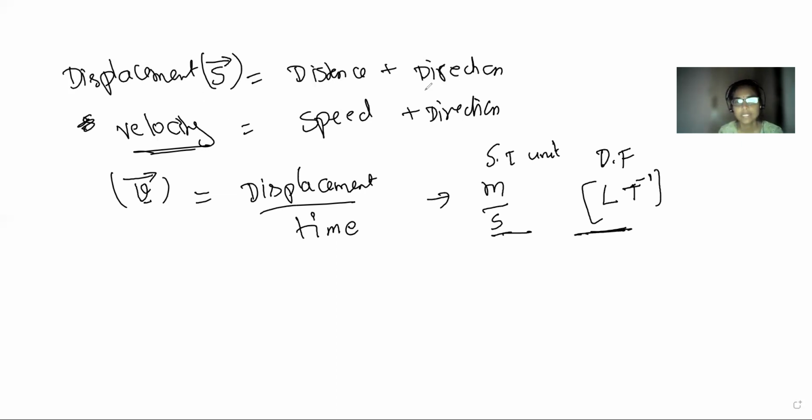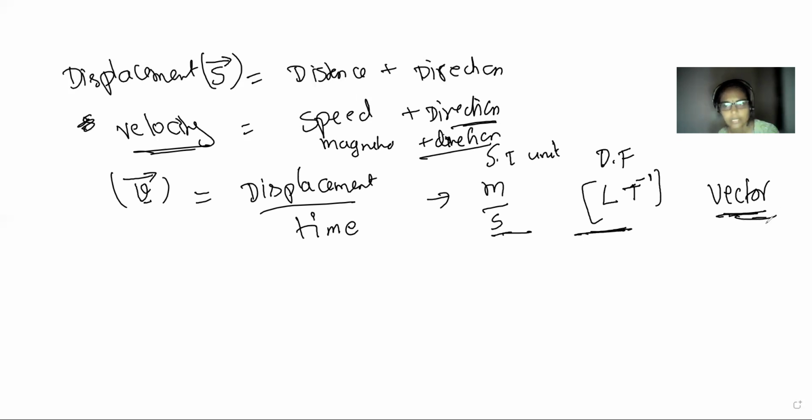Hope it is clear, children, regarding the velocity. And velocity is what quantity? It is a vector quantity. Why is it vector? Because it depends upon speed as well as direction. Since it has both magnitude and direction, this quantity we call a vector quantity. Hope this is clear, children, everyone.